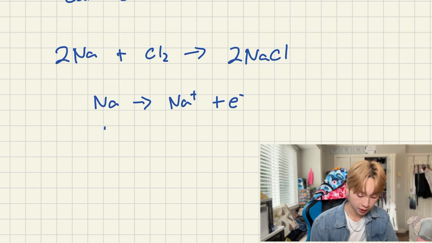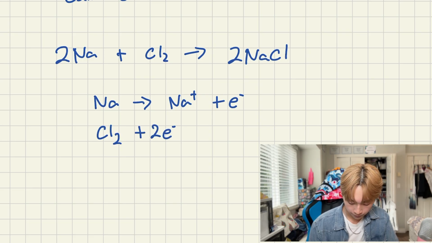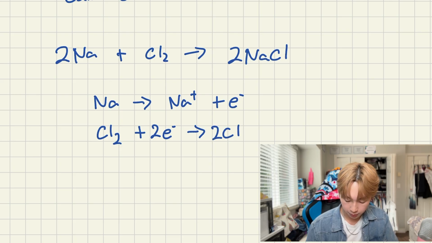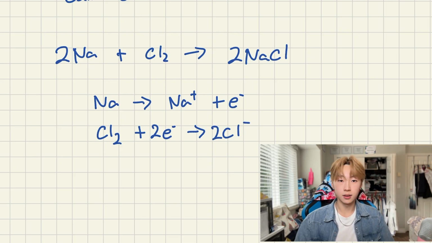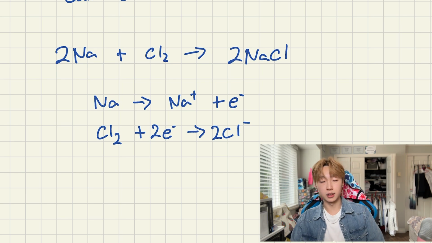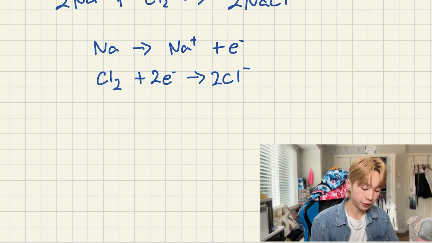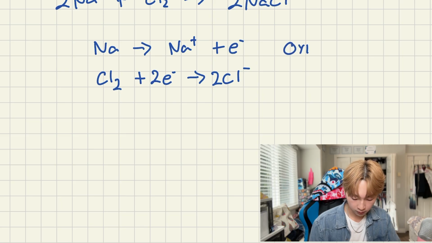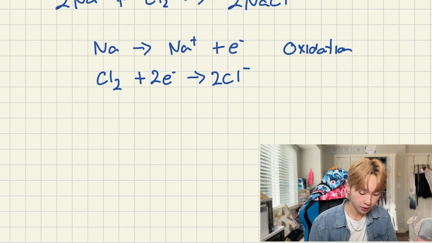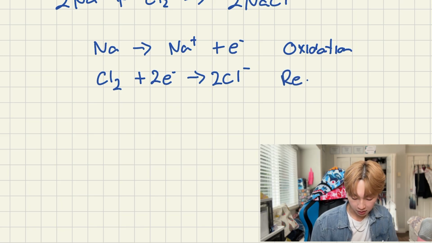And then we have our chlorine atom, and this time it's going to gain 2 electrons because it's going to turn into our 2Cl-. And you can really look at this intuitively if you just look at the charge and know that an electron is -1. In our first half reaction here, we can see that Na lost an electron, so that's going to be oxidation. And for chlorine, it gained electrons, so that's reduction.